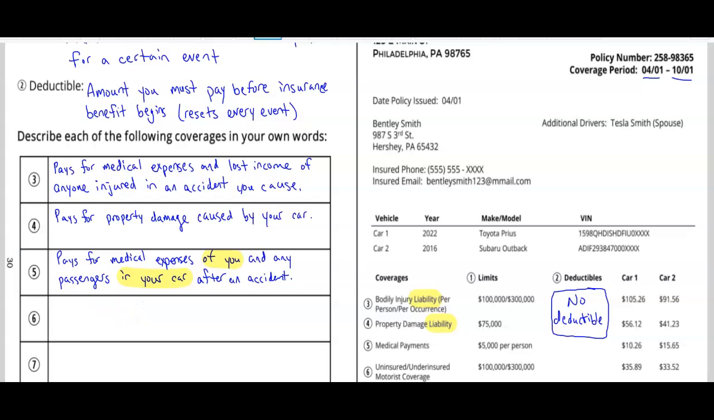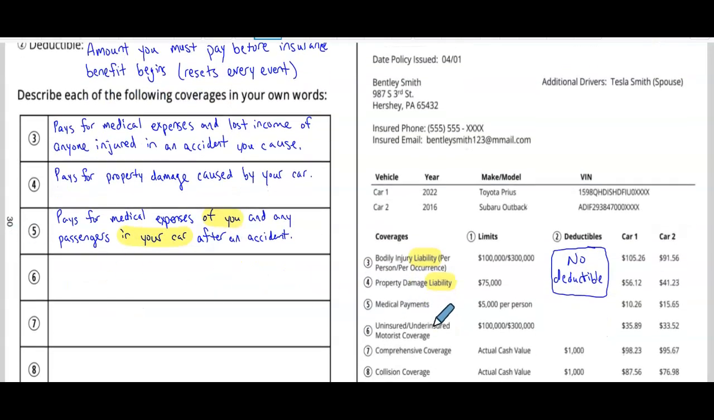All right, item 6, uninsured/underinsured motorist coverage. All right, so what this does is it's going to pay for the medical expenses and damage when the person who caused the accident doesn't have insurance. All right, so if you get into an accident, somebody else hits you, it's their fault, but for whatever reason, they're driving without insurance, which again is illegal, but just because it's illegal doesn't mean it doesn't happen, right? So this is going to cover you if somebody else causes an accident, it's their fault, but they don't have insurance.